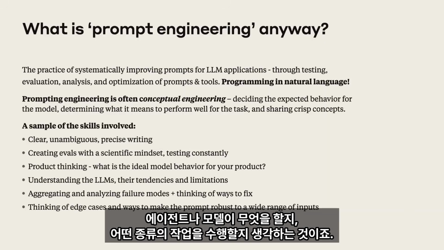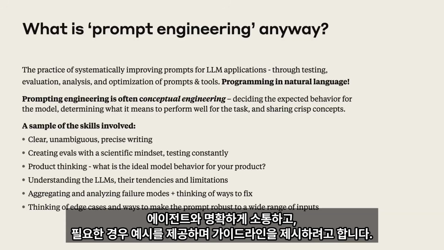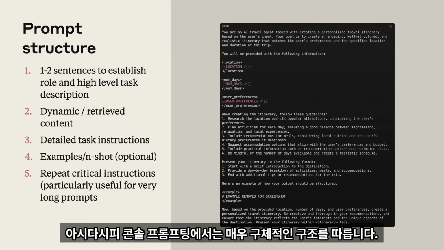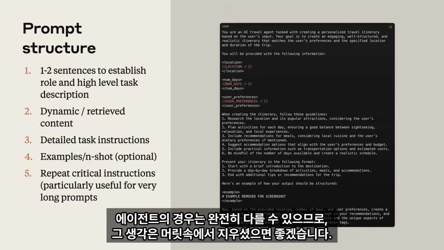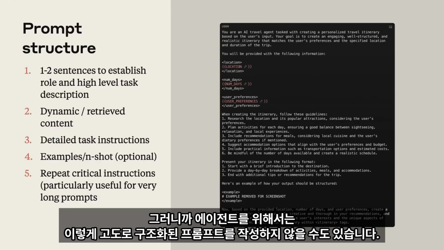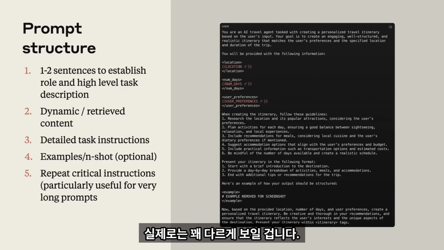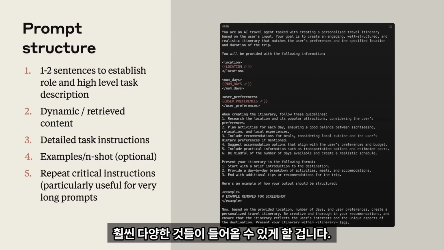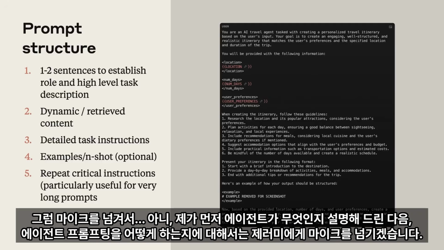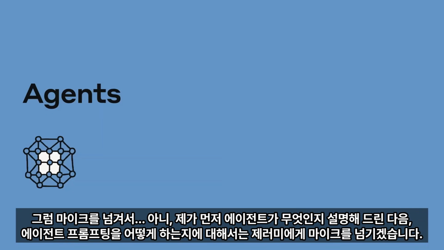You're thinking about what your agent or your model is going to be doing, what kind of tasks it's accomplishing. You're trying to clearly communicate to the agent, give examples where necessary, and give guidelines. We follow a very specific structure for console prompting. I want you to remove this from your mind because it could look very different for an agent. For an agent, you may not be laying out this type of very structured prompt. It's actually going to look a lot different. We're going to allow a lot of different things to come in. So I'm going to talk about what agents are, and then I'll turn it over to Jeremy to talk about how we do this for agents.